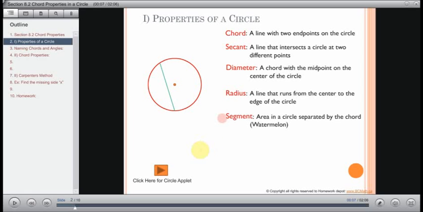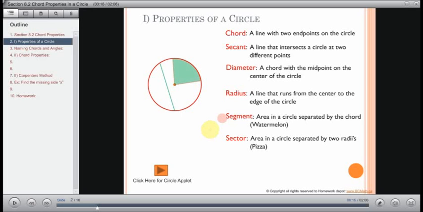A segment is an area, not just a line. It's an area of space which is separated by a chord. For example, all this space there would be a segment. It kind of looks like a watermelon. Another segment would be the other half, right there. Those are segments. And then there's a sector, which is an area in a circle separated by two radiuses, or radii. If I draw a radius there and a radius there, that little space in between is a sector. It looks like a pizza slice.